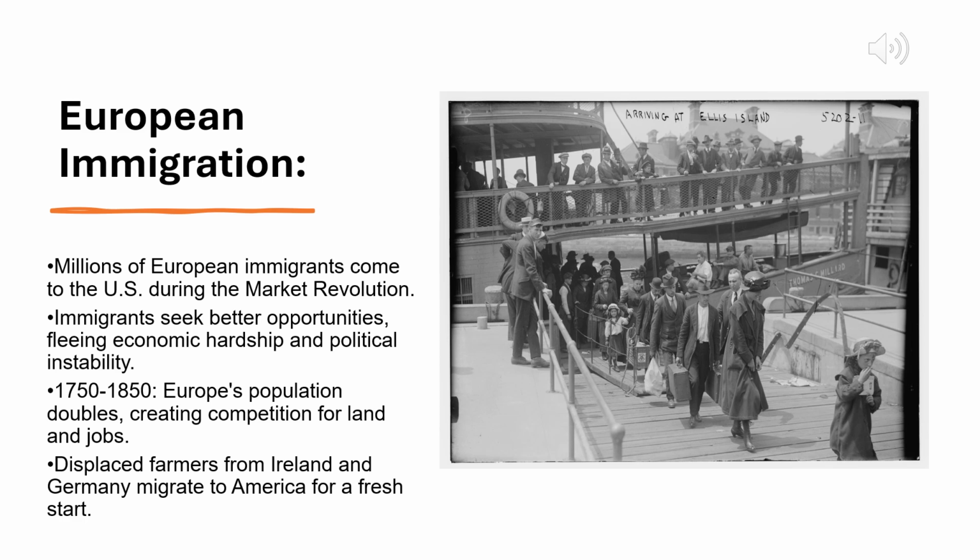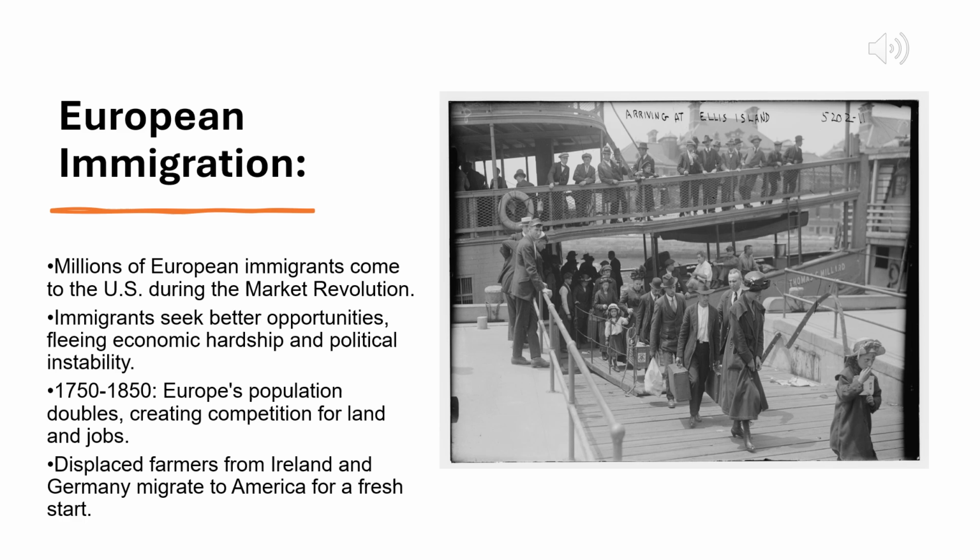While internal migration reshaped the American landscape, the market revolution also attracted millions of immigrants from Europe. These immigrants, fleeing economic hardship, political instability, and social upheaval in their home countries, came to the United States in search of better opportunities. The influx of European immigrants transformed American society, introducing new cultures, traditions, and labor forces into the growing industrial economy. During the early 19th century, Europe experienced significant demographic and economic changes that contributed to the wave of immigration to the United States.